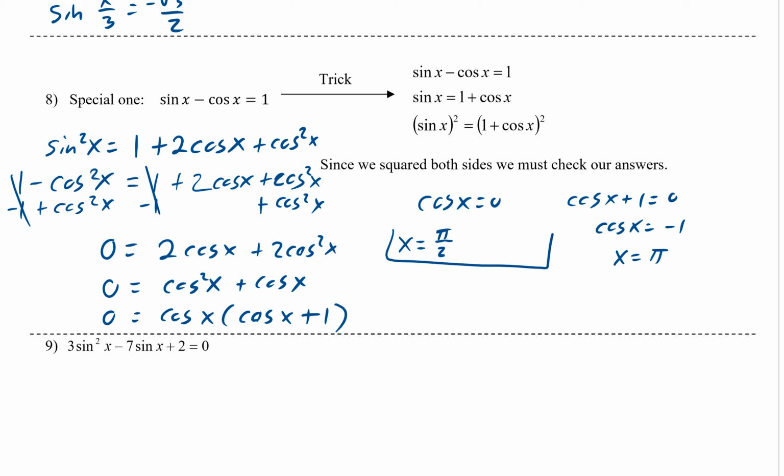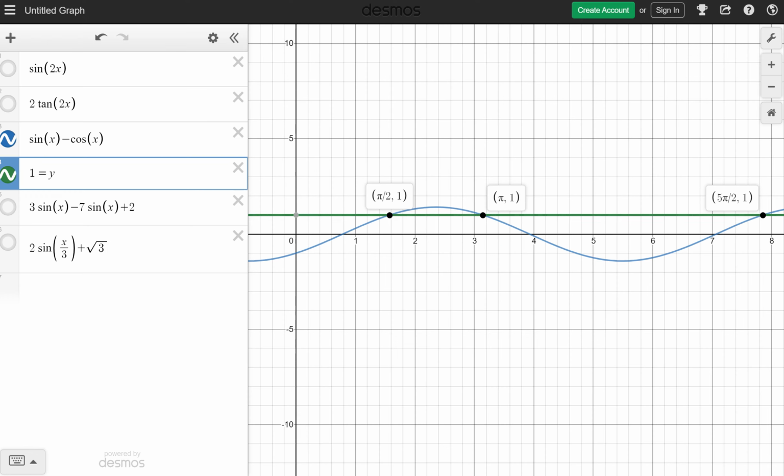These are our two answers, and so now we just have to add on to it 2 pi k for all solutions. And if it wasn't all solutions, then we would be good. And then we check in Desmos just to verify it as well.